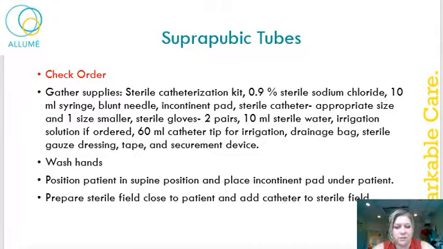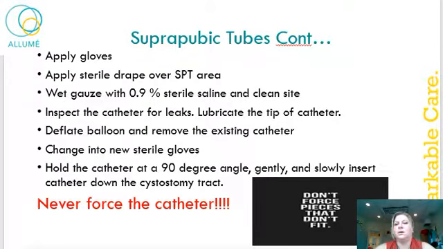Wash your hands, put your gloves on, position the patient in supine position and place the incontinent pad under the patient. Prepare the sterile field close to the patient and add the catheter to the sterile field. Apply gloves, apply the sterile drape over the SP tube area, wet gauze with normal saline and clean the site. Always go from the stoma outward.